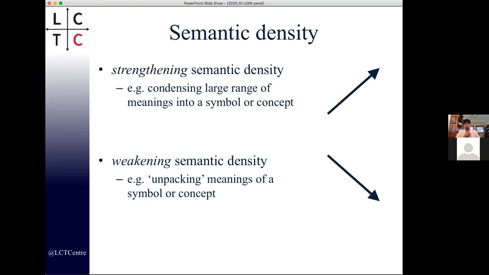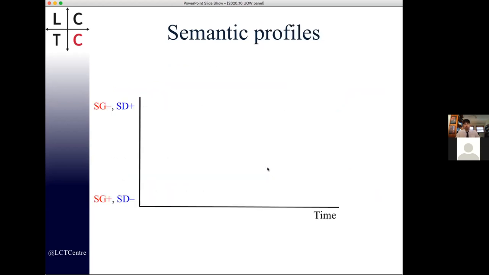And different ways of picturing this and different ways of analyzing this. I'm going to introduce one simple way because it's relevant to the work that Helen and Lee are going to be talking about. And that's semantic profiling and semantic ranging, to coin a term. Semantic profiling is where we chart semantic gravity from more context dependent at the bottom to less context dependent at the top, and semantic density, simpler at the bottom to more complex at the top. And then we look at change over time.